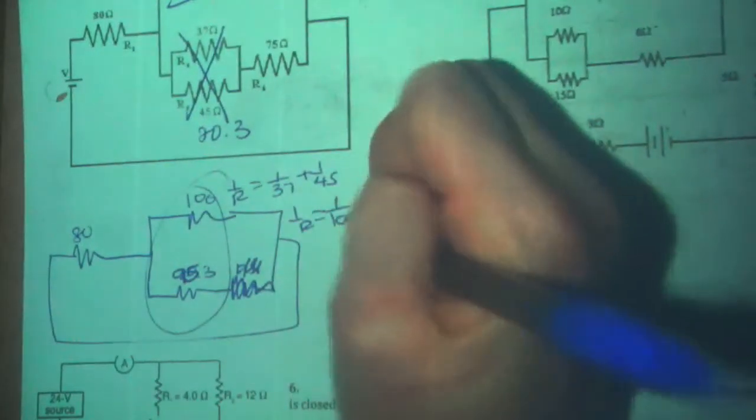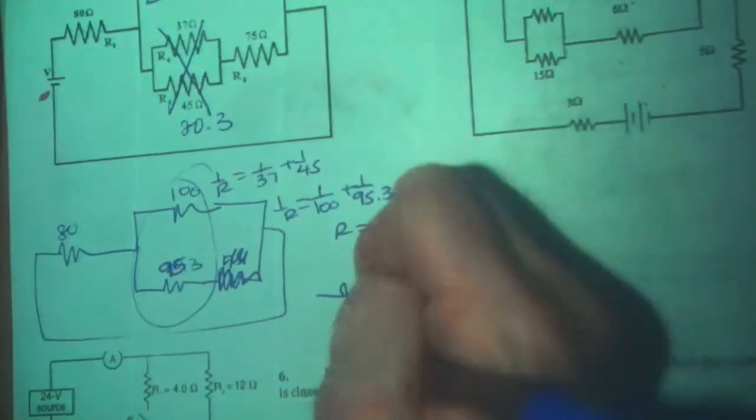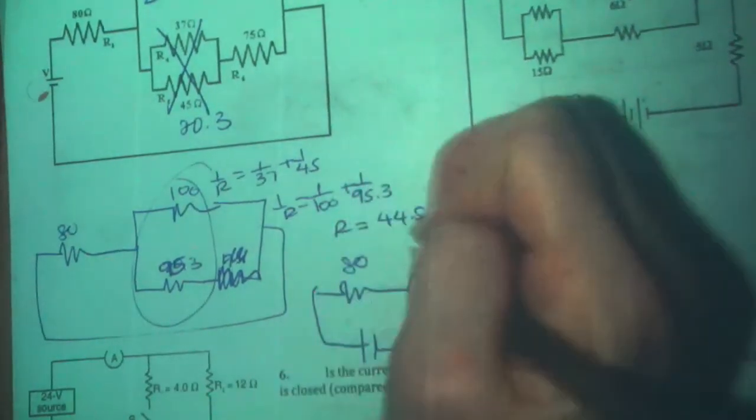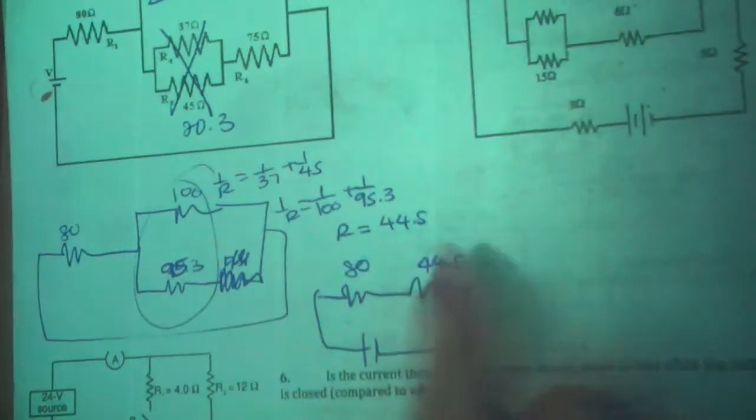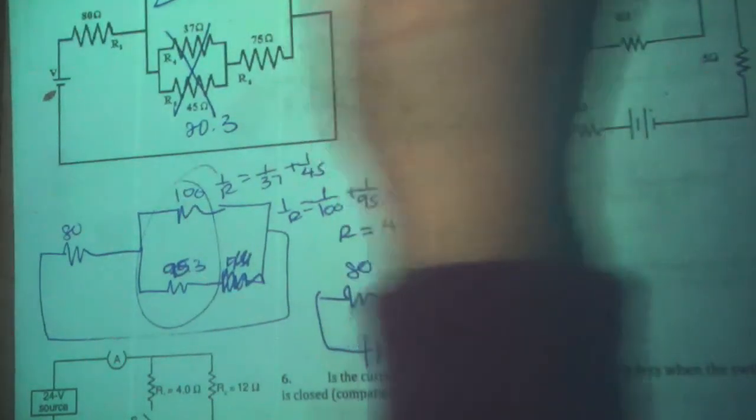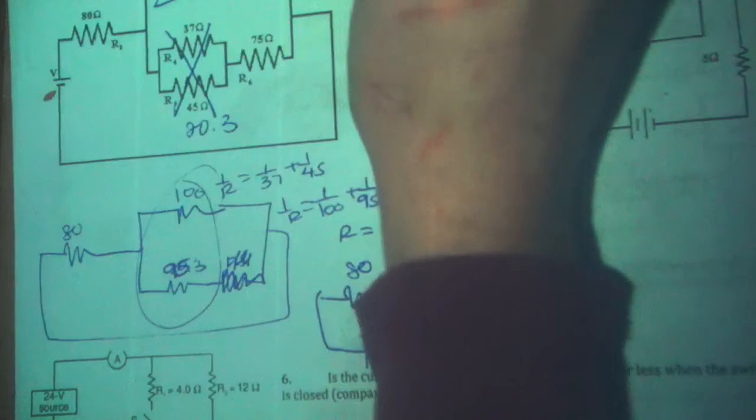And then now these two are in parallel, so 1 over 100 plus 1 over 95.3. And that's going to give me R is 44.5. And now you have an 80 and 44.5 around like this. So now you can just straight add these two, and that's going to give you your total resistance of 124.5 ohms.